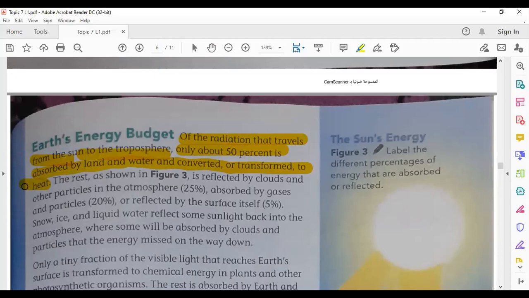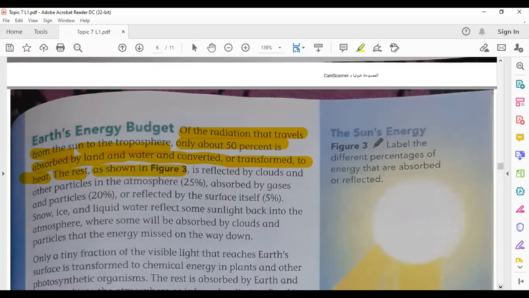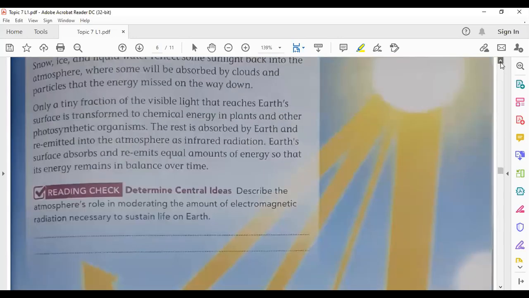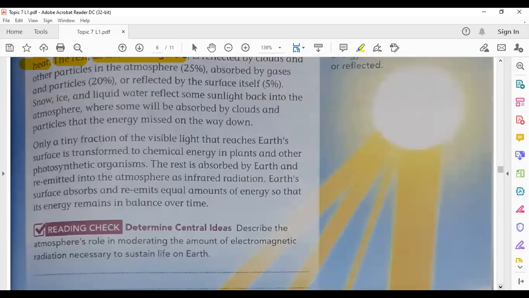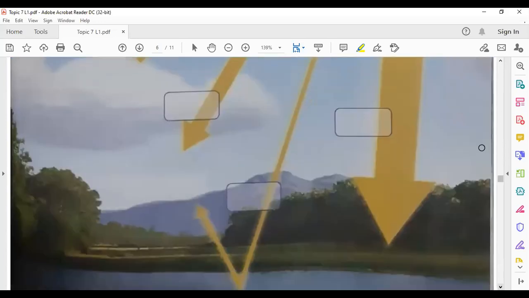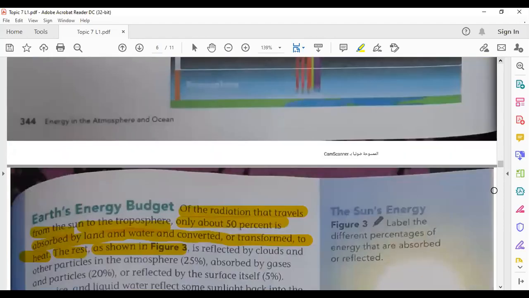What happens to the rest? What happens to the other 50%? Look, the rest is reflected. Fine. As shown in figure 3, look at this figure 3. This picture is very important because it will explain what will happen to the radiation that comes from the sun. Okay. What happens to the rest of the radiation?